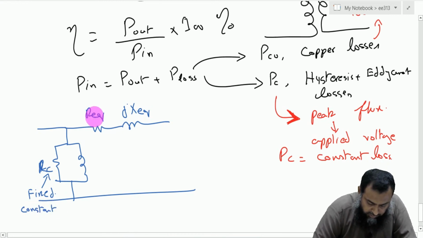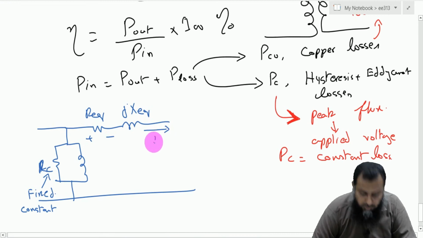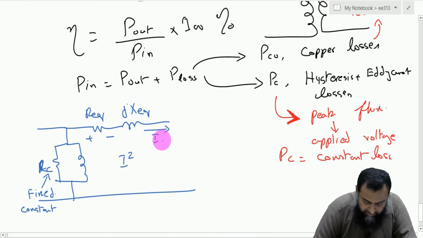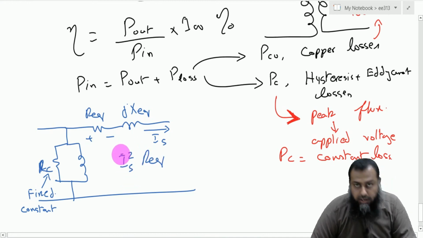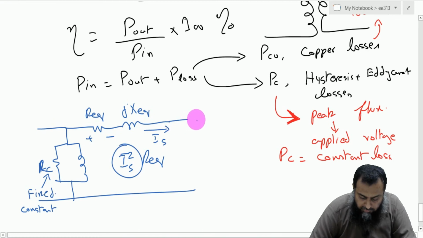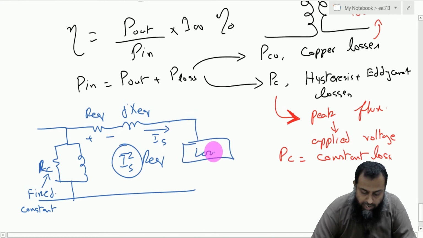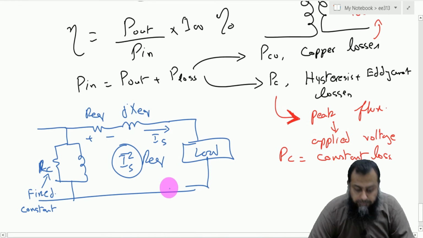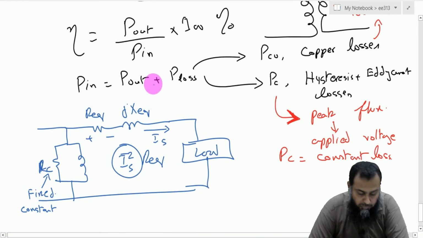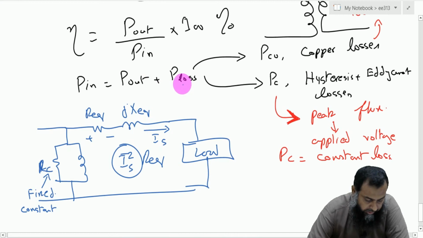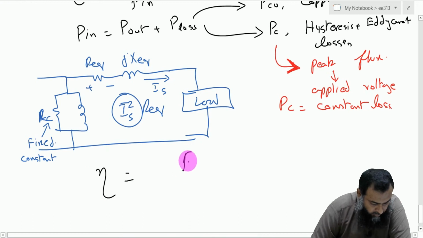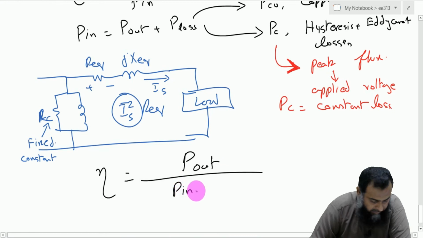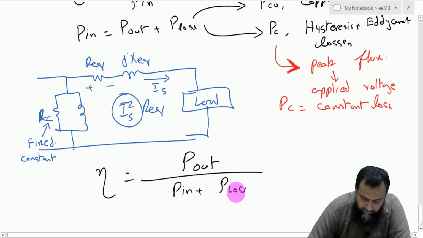Whereas this R equivalent, what are the losses here? It depends on this I. So we have I square, if this is IS and this is R equivalent, right? So it depends on the amount of current which flows through a transformer when it is connected with the load. So we have variable losses as well as fixed losses. So this P input, which is equal to P output plus P loss, I can rewrite as efficiency is equal to P out divided by P input plus P loss, into 100%.